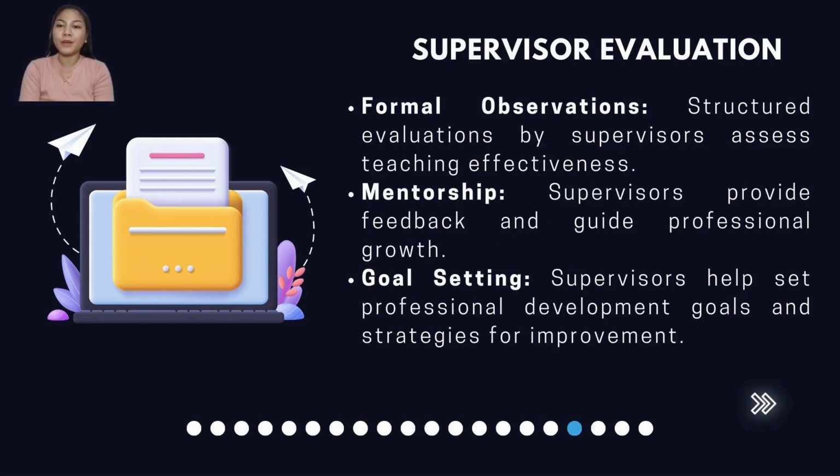So next one is supervisor evaluations. Formal observations: structured evaluation by supervisors to assess teaching effectiveness. Supervisors or school administrators often conduct formal classroom observations as part of performance evaluation. These evaluations are typically more structured and provide teachers with formal feedback on their teaching strategies, classroom management, and interaction with students.